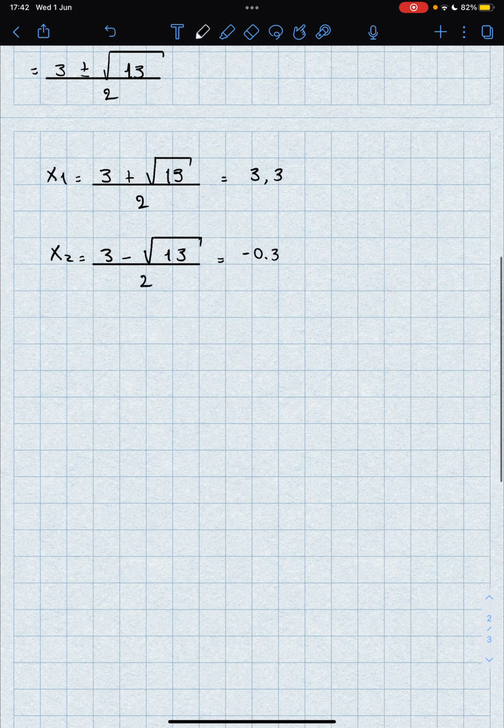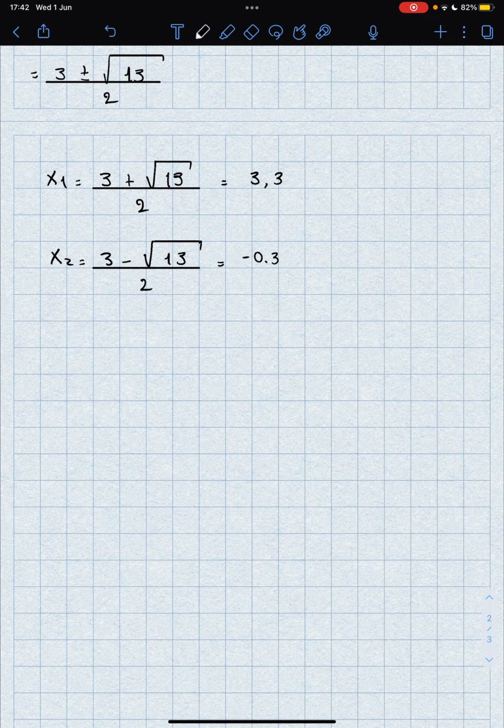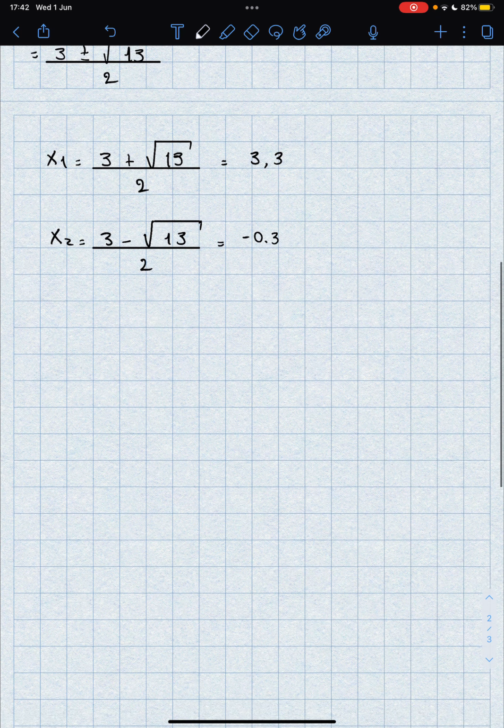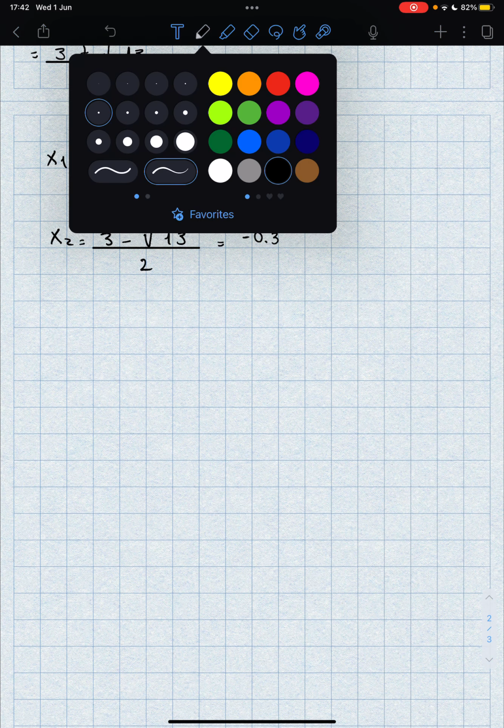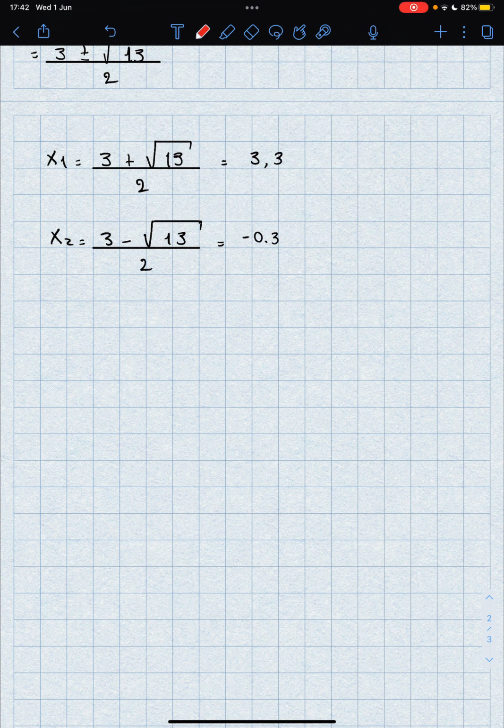Perfect, guys. So now that we have x1 and x2, we need to make a drawing in order to understand where x1 and x2 are going to be located. Okay, so we do it this way. Here I'm gonna use 0, right? And here I'm gonna use x2, because x2 is negative. And here I'm gonna use x1, okay?